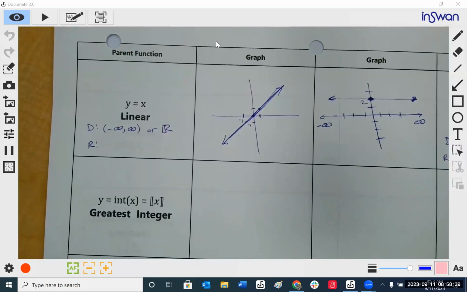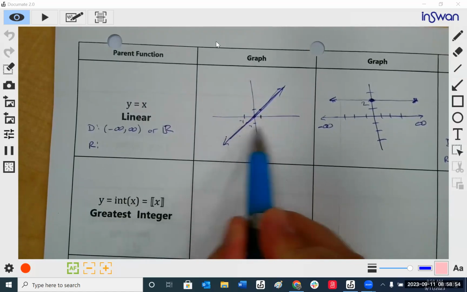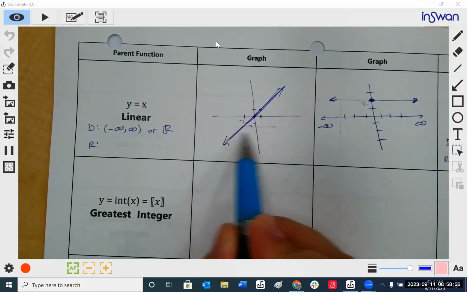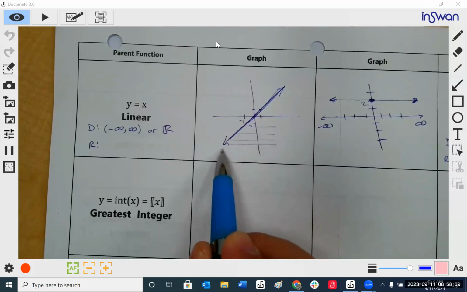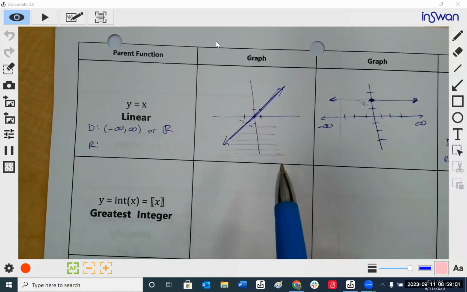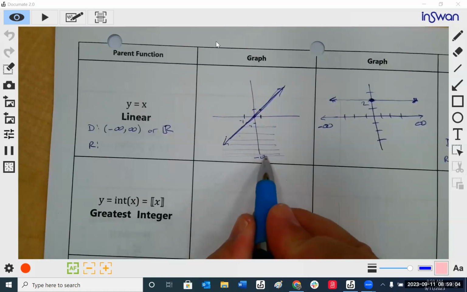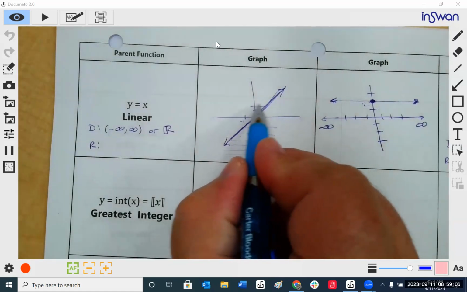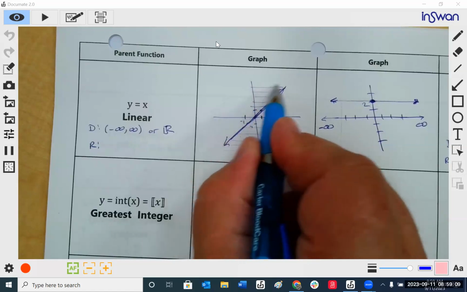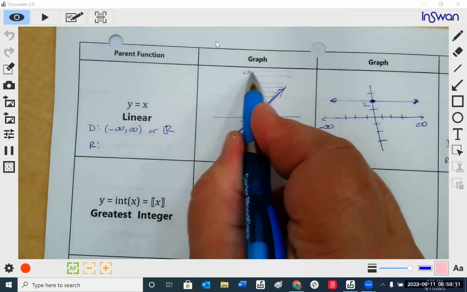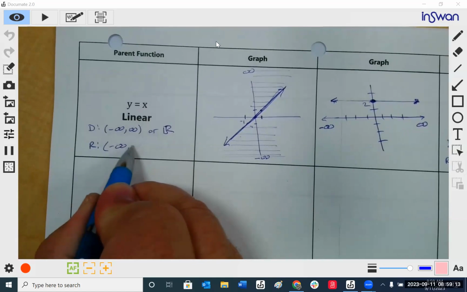How about the range? Can the answer be negative? Range goes with which axis? The y-axis. So at this point, there's the y value. Where is it going towards? It keeps on going forever. Towards what number? Negative infinity. Likewise up here, where is it going? To positive infinity. So this is the same thing.